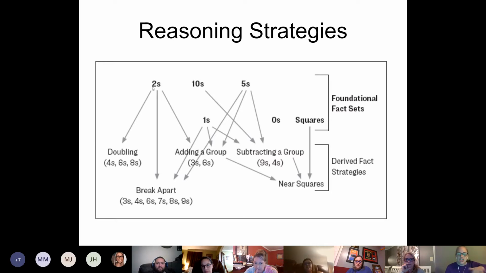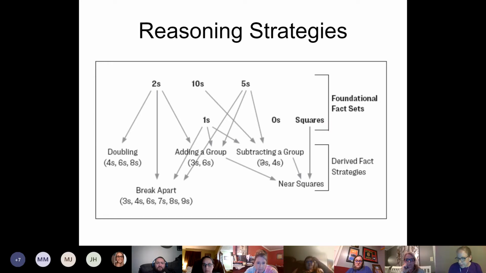Because if I know my 2s, I add one more group, now I have my 3s. So you see, I can just take the 2s that I know and figure out my 3s. I can do the same thing with my 6s. If I know that 3 times 5 is 15, well, 3 times 6 is just going to be another group of 3, okay? One more group.